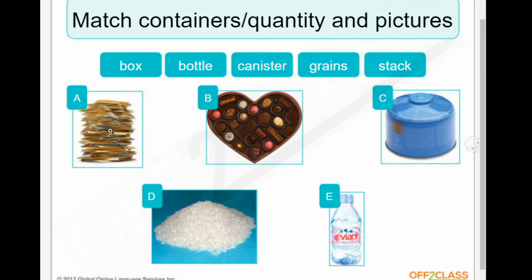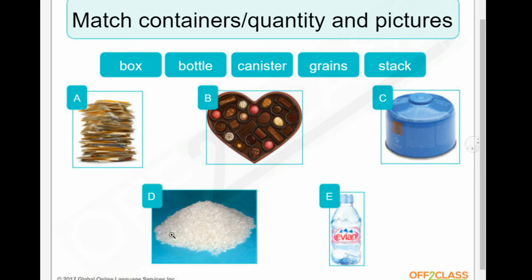Okay, A, we have a stack of paper. Please repeat. A stack of paper. B, we have a box of chocolates. A box of chocolates. C, we have a canister of gas. And that's not the kind of gas that you pass, if you know what I mean. A canister of gas. Excellent.